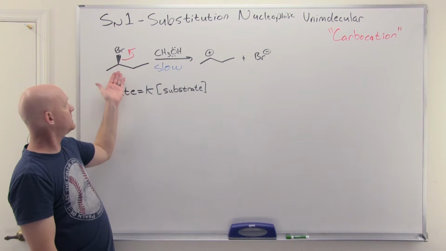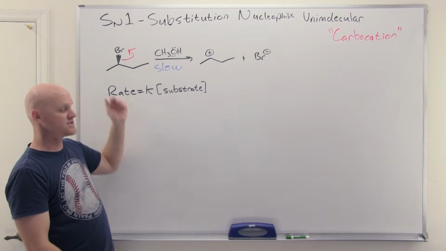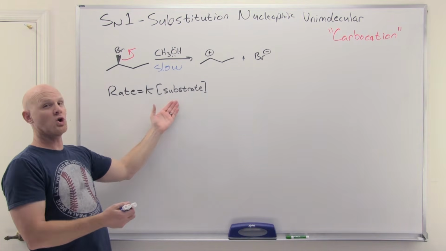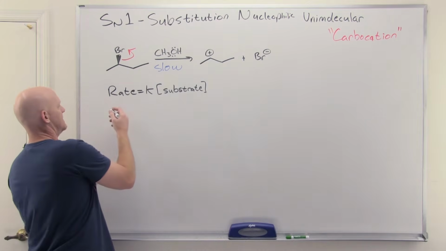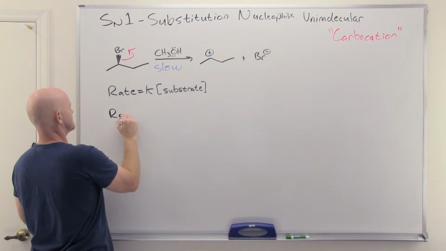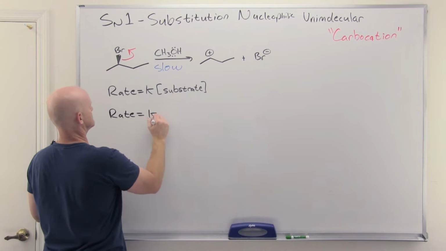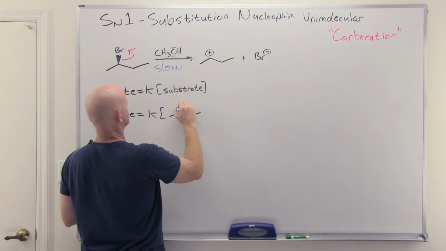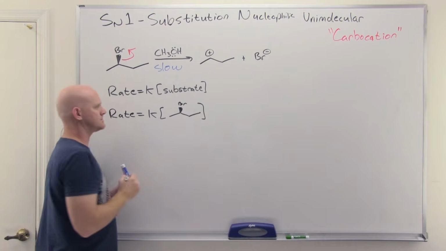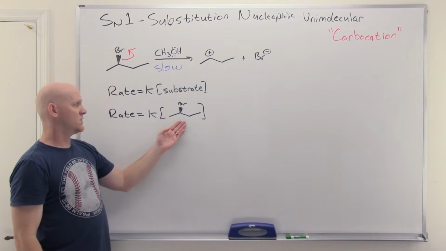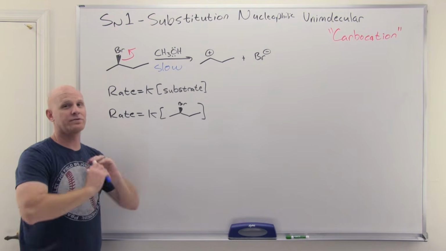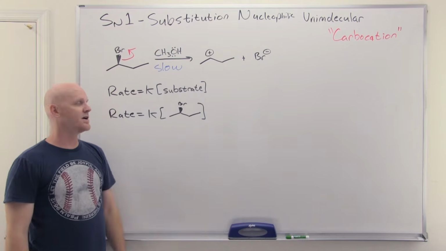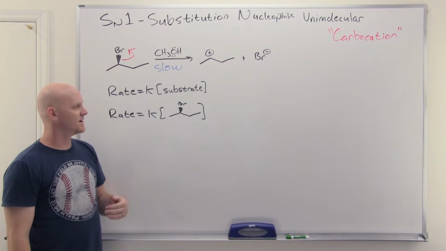Cool, and because only our substrate here, in this case 2-bromobutane, is involved, he's the only one showing up in the rate law. So if we write the specific rate law in this case, there's your 2-bromobutane. You double his concentration, the rate doubles. Done. That's all you want to know about this guy here.